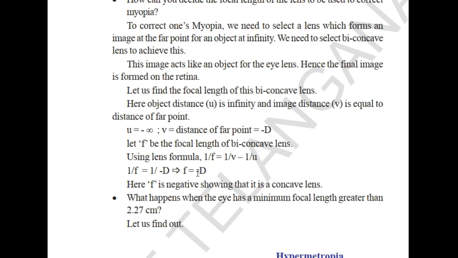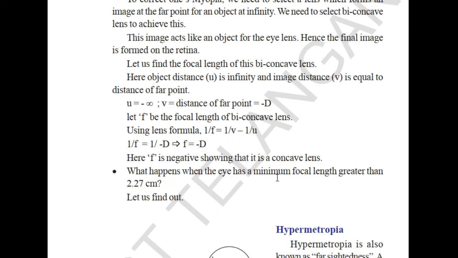So what happens when the eye lens maximum focal length is less than 2.5? They are going to get this defect. అంటే focal length అనేది 2.5 కన్నా తక్కువ ఉన్నప్పుడు ఇది వస్తుంది. నెక్స్ట్ what happens when the eye lens focal length is minimum? So you know that the minimum focal length would be 2.27. If the minimum focal length is greater than 2.27, then we will be going to this hypermetropia.